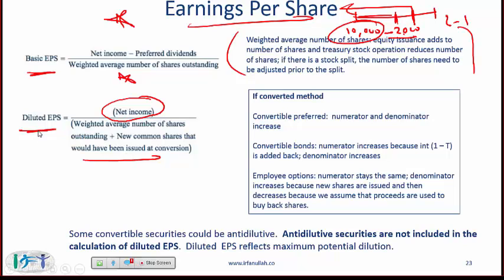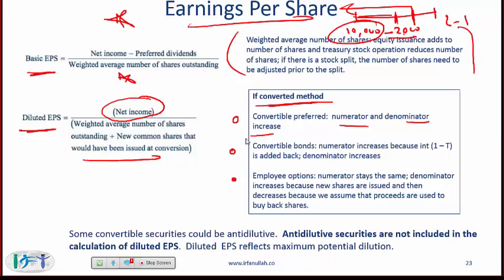So this method of coming up with the diluted EPS is called the if converted method, because you are saying that if these shares that can be converted into common shares are converted, then what is the net income and what is the weighted average number of shares? You need to know how to deal with convertible preferred stock, convertible bonds, and employee options. With convertible preferred shares, both the numerator and denominator increase.